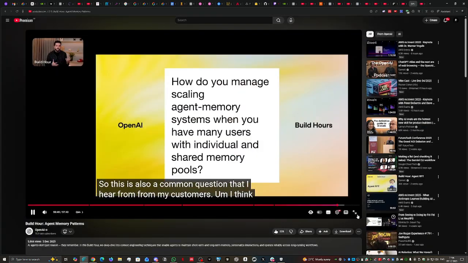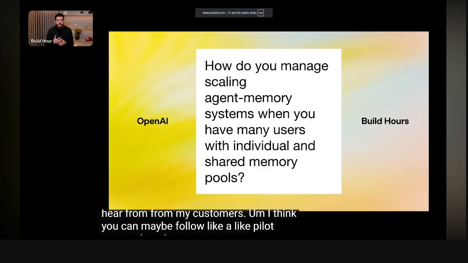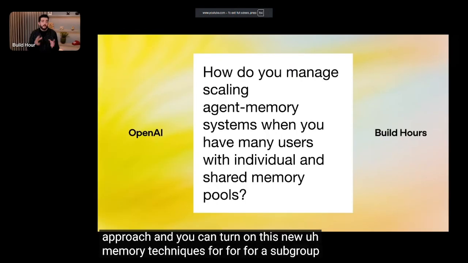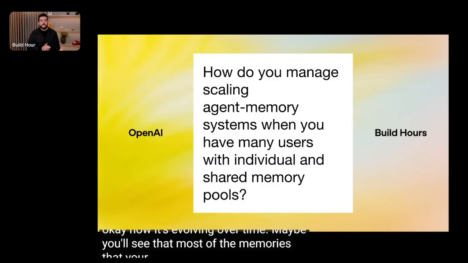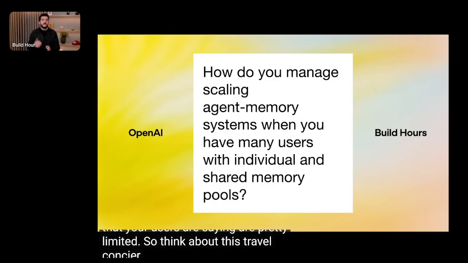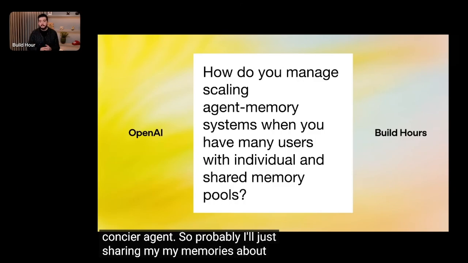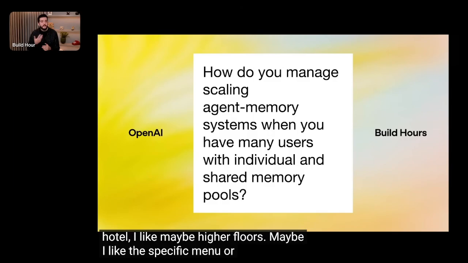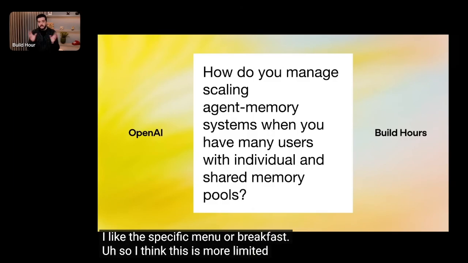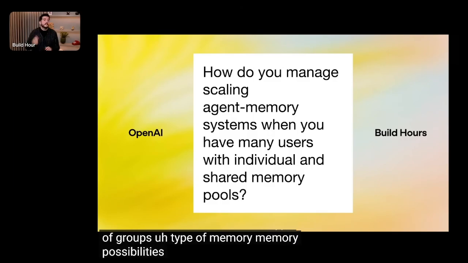I think you can maybe follow a pilot approach, and you can turn on these new memory techniques for a subgroup of your users, and you can think about how it's evolving over time. Maybe you'll see that most of the memories that your users are sharing are pretty limited. So think about the travel concierge agent. Probably I'll just be sharing my memories about my seat preference. Maybe if you want to book a hotel, I like higher floors. Maybe I like a specific menu or breakfast. So I think this is a more limited type of memory possibilities in that type of agent.